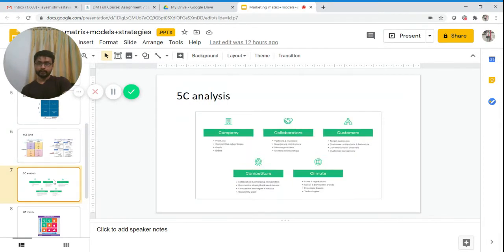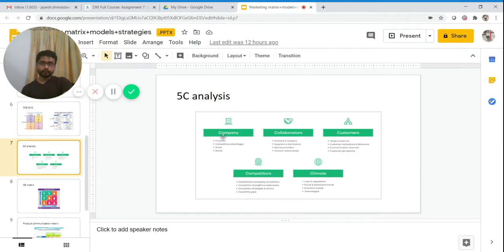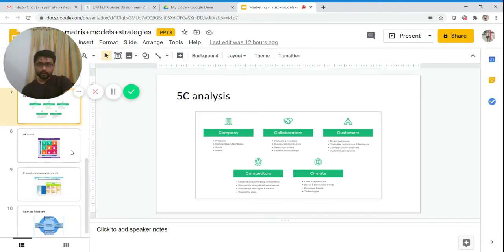Next, coming to the 5C analysis. This is a basic model, like how a company is doing, what are our products and services offerings, what is our competitors' take on that, how our competitors are performing, and then we see how to target them, how the customers perceive us. Then we discuss how we analyze the collaborators, people we are working with, and lastly, we also analyze closely the environment in which we are working, that is the climate. So a basic model, not much into going into it.